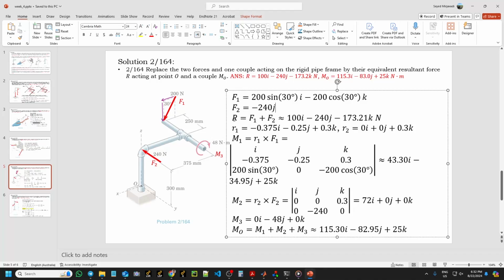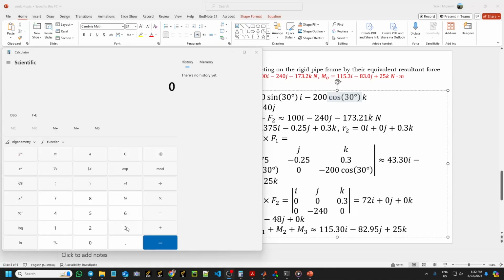So R will be the resultant force F1 plus F2. I just calculate this. So how much is it? 200 sine 30 will be 100, and cosine 30 times 200. You just use the calculator. Make sure that at the beginning you find the sine of 30 in degrees, because some people put it in radians and it will give them the wrong answer.